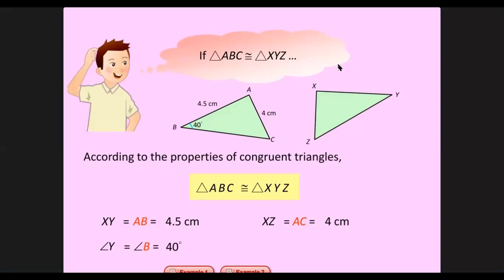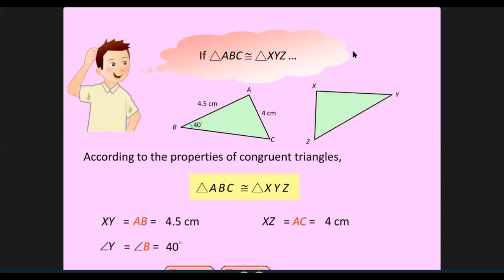Congruent with what? XZ. AB, right? No, no. XZ is congruent with AC. Yes, because XZ will be congruent with AC. So we go back to AC, which is 4 centimeters, then XZ will be equal to 4 centimeters. What is the measure of angle Y?